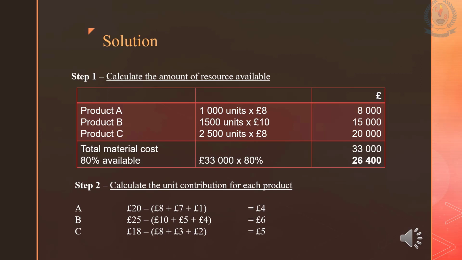Step 1. Calculate the amount of resources available. Multiply the number of units sold for each product by the direct material. After getting the total requirement of the direct material, if we multiply by the available requirement due to the shortage, we will get the amount of resource available. Step 2. Calculate the unit contribution for each product. Using the given information, it is very easy to find the unit contribution, that is, selling price minus variable costs.